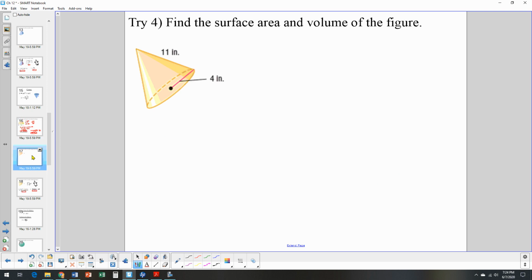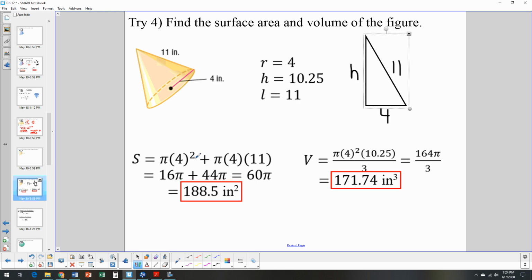All right, you're going to go ahead and try the next one. Pause. When you're ready, come back and check your answer. All right, for this one, we have the slant height this time. We had to find the regular height. So Pythagorean theorem, 11 squared equals h squared plus 4 squared. We get about 10.25 for the height. So then surface area is about 188.5 inches squared. Volume is about 171.74 inches cubed.